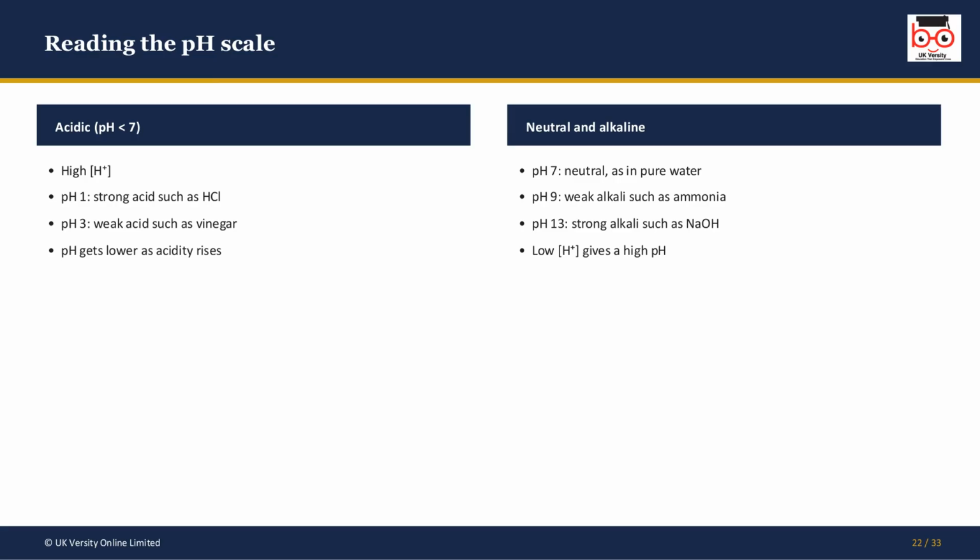On the other side, pH 7 is neutral, like pure water. pH 9 is a weak alkali, such as ammonia, and pH 13 is a strong alkali like sodium hydroxide, where a low hydrogen ion concentration gives a high pH.